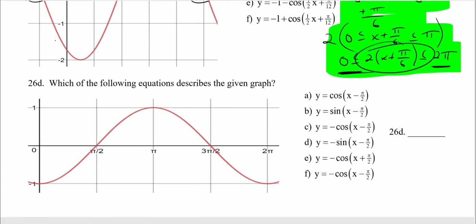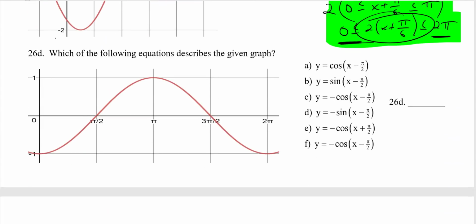Cursor down a little bit. Okay, 26D. This one definitely looks like a Mr. Ghosty graph, doesn't it? So I would say this is a negative cosine graph. But I look at everything here, and this looks like just a normal graph between 0 and 2 pi.